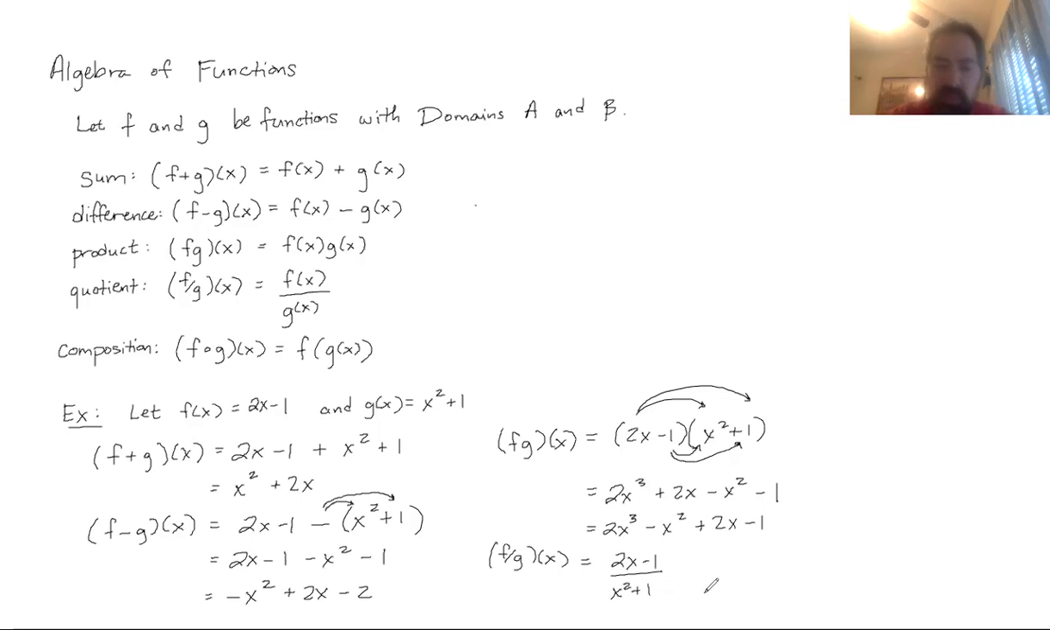And if you can simplify, you can simplify. Most of the time when you're dividing, there's not going to be any simplifying that you can do. The only thing you could try is if you can factor the numerator and denominator, maybe you can cancel some common factors. In this case, 2x minus 1 is not going to factor.